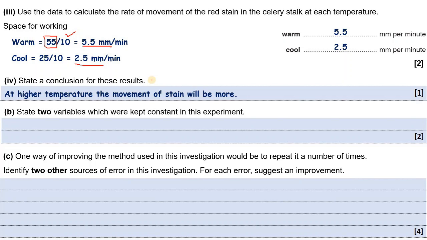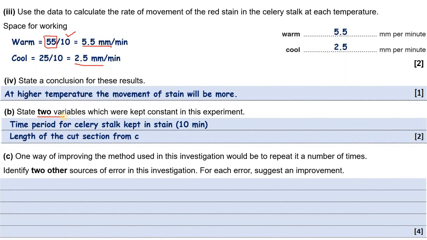Next, state two variables which were kept constant in this experiment. So we have already identified some of the constant variables. They can be the time period for which the celery stalk was kept in the stain, that is 10 minutes, and the length of the cut section from the celery stalk, that is 5 millimeters.